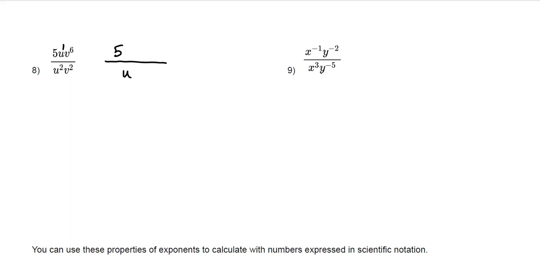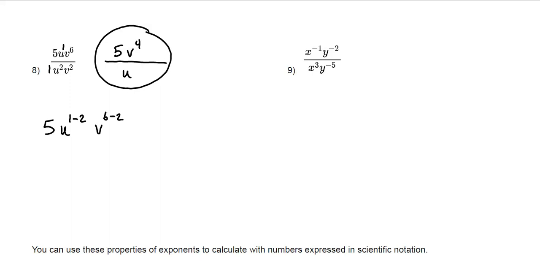And then if I have 6 v's on top and 2 v's on bottom, the 2 on the bottom are going to disappear, but I'm going to have 4 left up top. And that's just going to be my answer. Now, if you're a hardcore rule follower, you'd say, well, I have 5 divided by 1, which is 5. And then I got to do u to the 1 take away 2 power. And then I got to do v to the 6 take away 2 power. And it's not too bad, except for you do end up with this u to the negative 1.